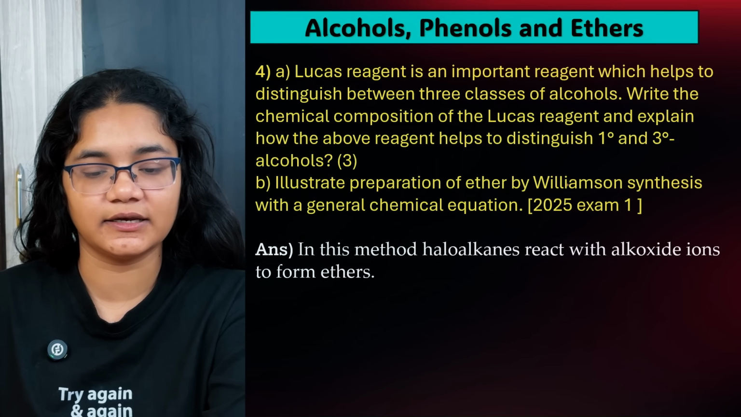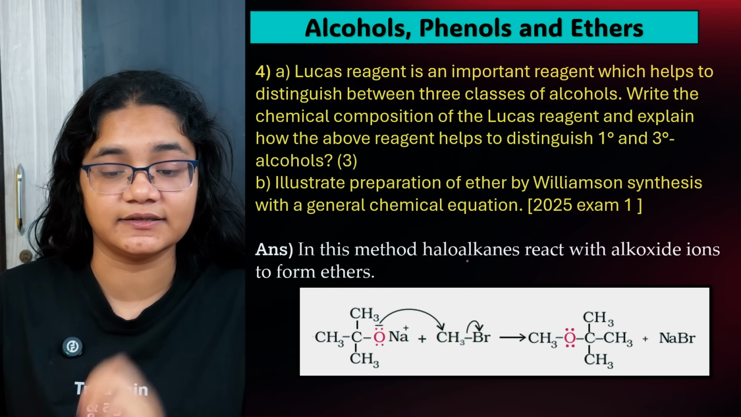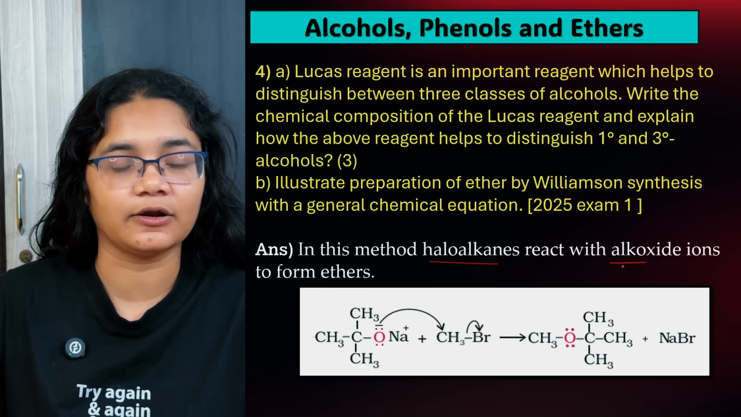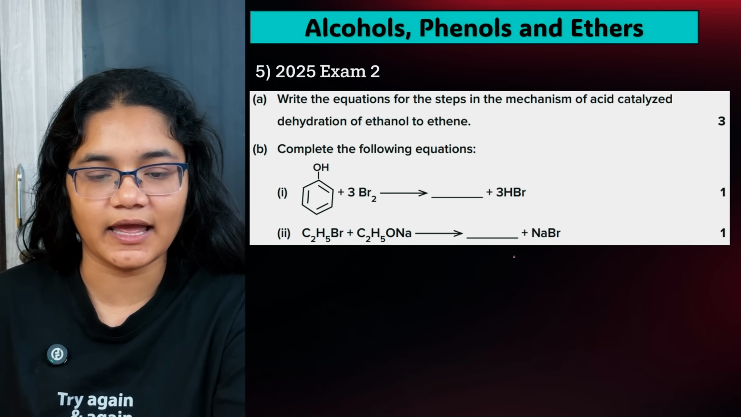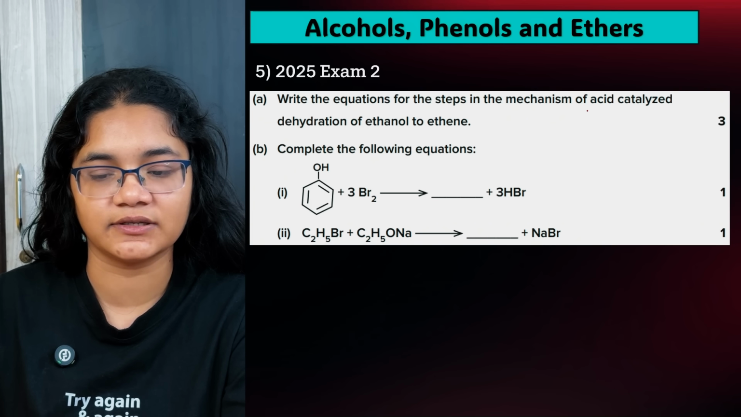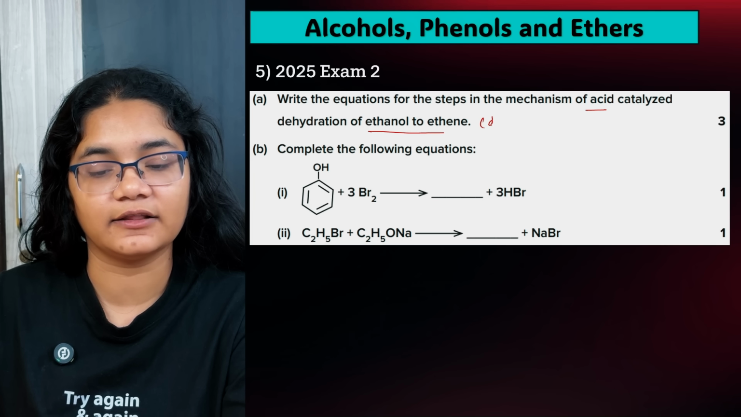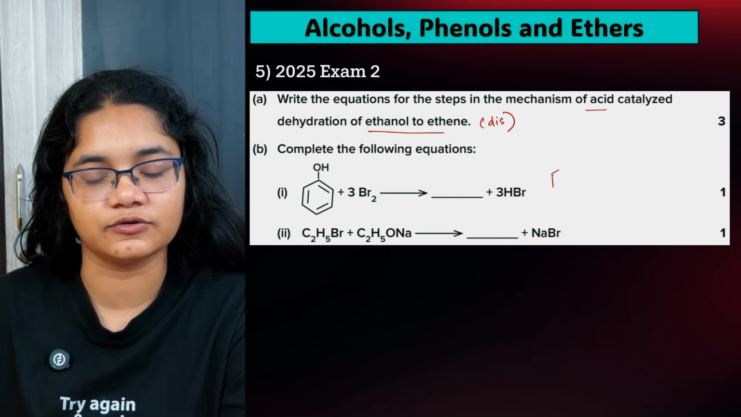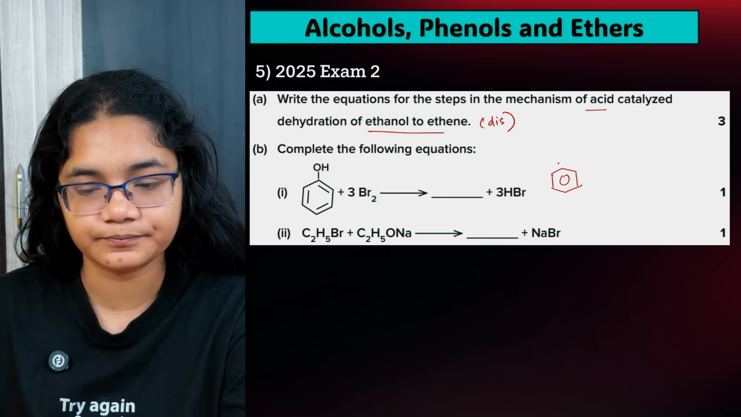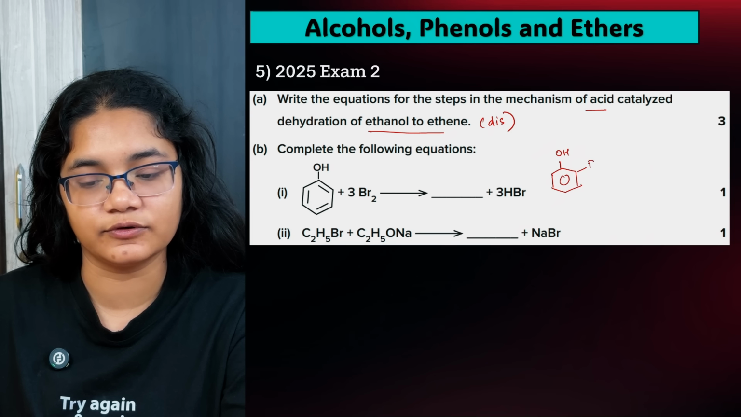Next is about Williamson ether synthesis. So in Williamson ether synthesis, haloalkanes react with alkoxide ions to form ether. So that is the reaction you have to write down. Next, we have examination 2 question. Write the steps in the acid catalyzed dehydration of ethanol to ethene. This we have already discussed. OH with 3Br2, this also we have discussed. So this one will give you 2,4,6-tribromophenol.